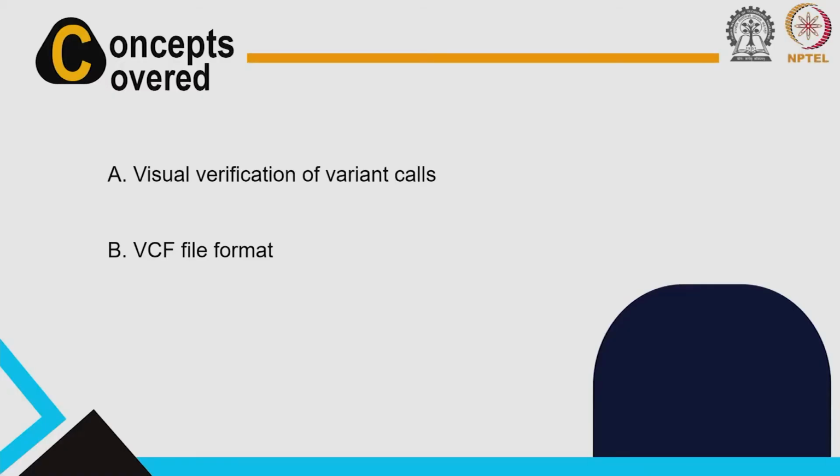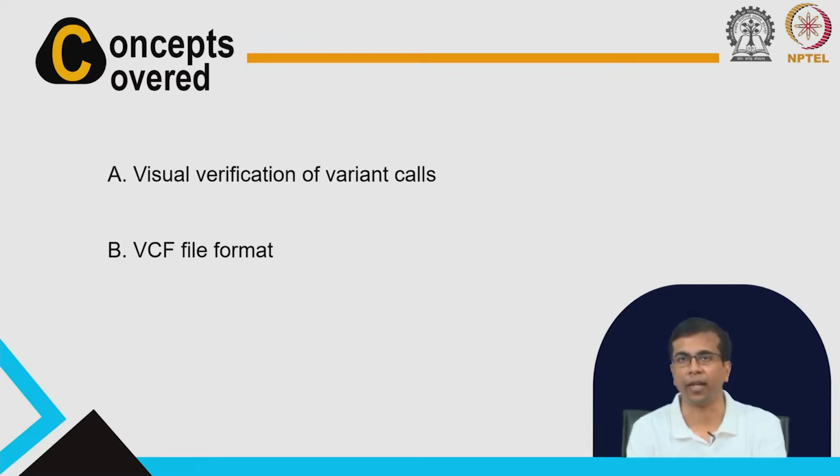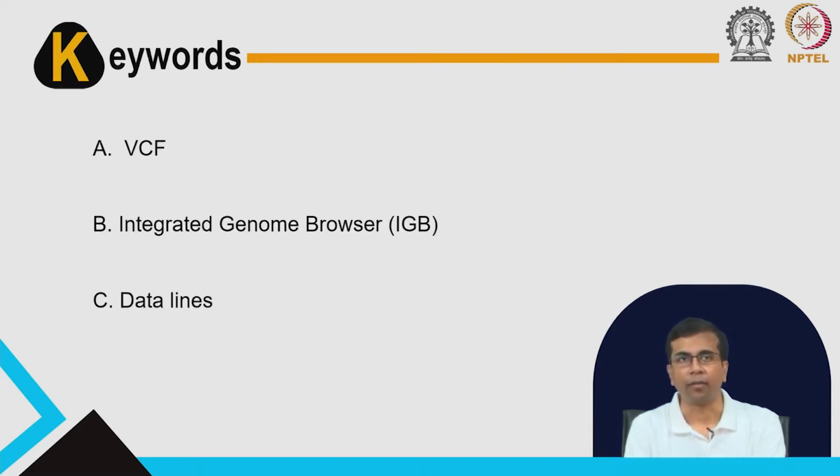In this class I will just summarize what we did in the last class in the hands on, and then we will talk about visual verification of the variant calls. We can verify whether the variant calls are actually correct visually through looking at the alignment. There are tools for that. And then we will talk about the VCF file format. If you remember, in the last class we got the output in this VCF file format. We will discuss what this format is, what fields are there, and what kind of information you can find in that file. These are the keywords that we will come across in today's presentation: VCF, integrated genome browser and data lines.